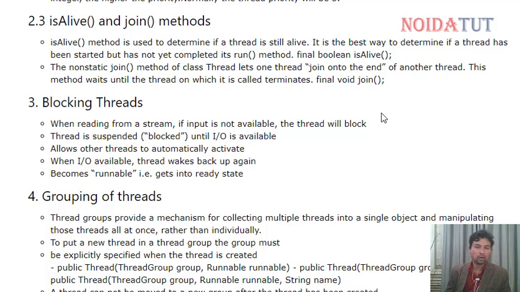Blocking threads. When reading from a stream, if input is not available, the thread will block. The thread is suspended, blocked until input-output is available. This allows other threads to automatically activate. When input-output is available, the thread wakes back up again, becomes runnable, and the thread gets into the running state.